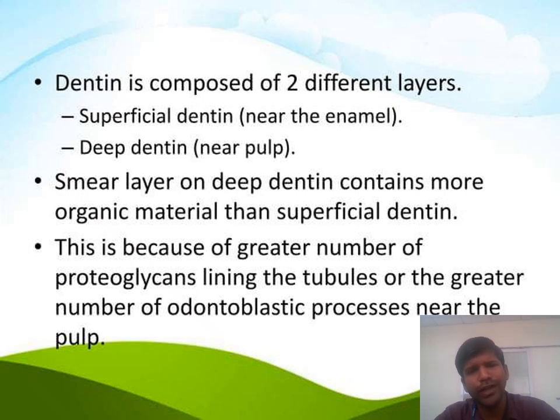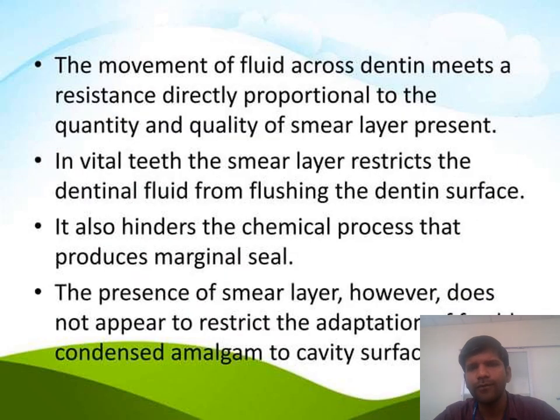This is because of the greater number of proteoglycans lining the tubules or the greater number of odontoblastic processes near the pulp. The movement of the fluid across the dentin meets a resistance directly proportional to the quantity and quality of the smear layer present. In vital teeth, the smear layer restricts the dentinal fluid from flushing the dentin surface. It also hinders the chemical process that produces marginal seal.